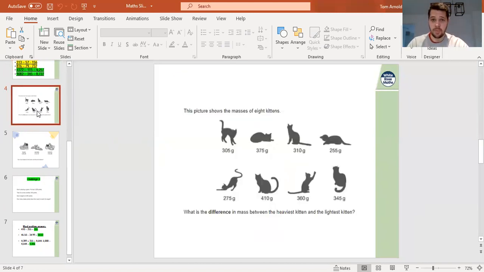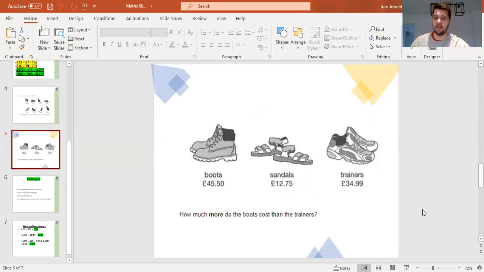So the first one, the picture shows the masses of 8 kittens, as pictured here. What is the difference in mass? Think about what that means. The difference in mass between the heaviest kitten and the lightest kitten. Your second question, how much more do the boots cost than the trainers? Think about what the question is asking you there. What calculation are you going to need to do? We've got the cost of the boots and the cost of the trainers. Think about the calculation. Think about the method that we've been focusing on today.